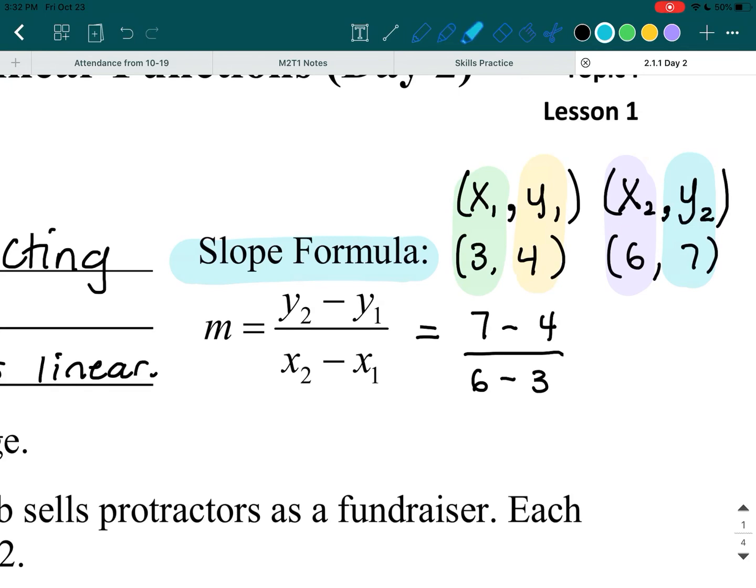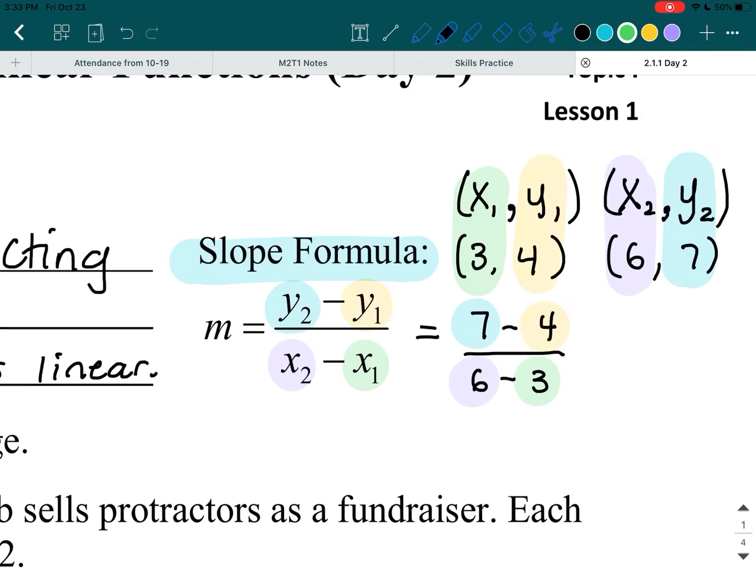So I'm going to highlight everything so that you know what happened. Our y2 is 7, those are the blue numbers, minus the y1, that's yellow, so these are the yellow numbers, divided by the x2, those are the purple numbers, minus the x1, those are the green numbers.